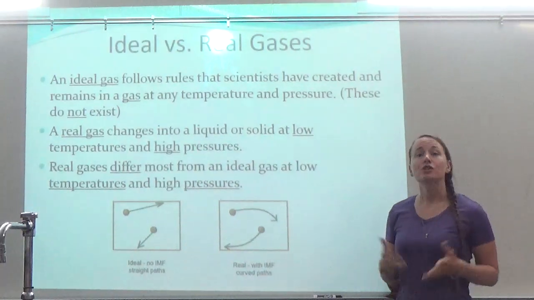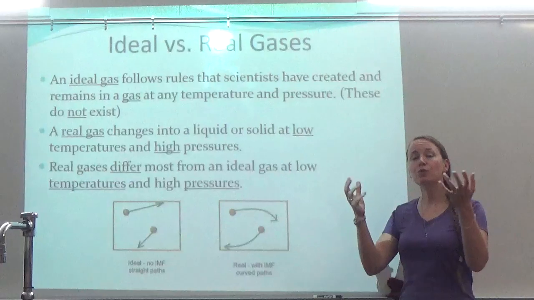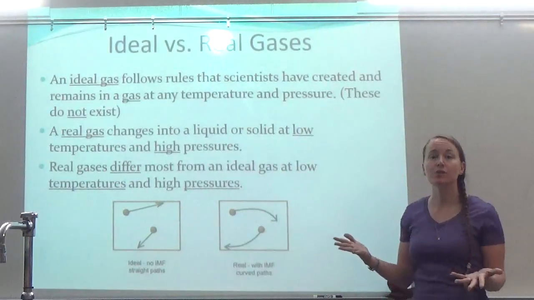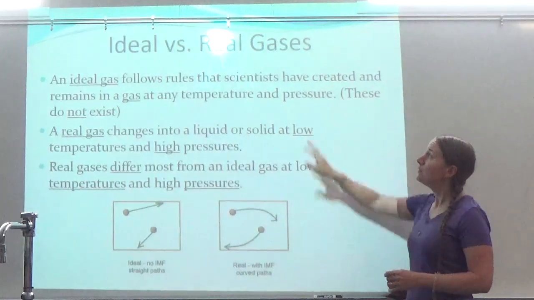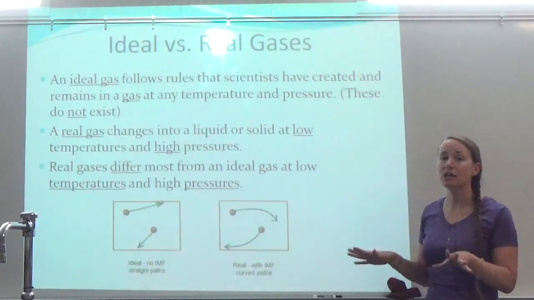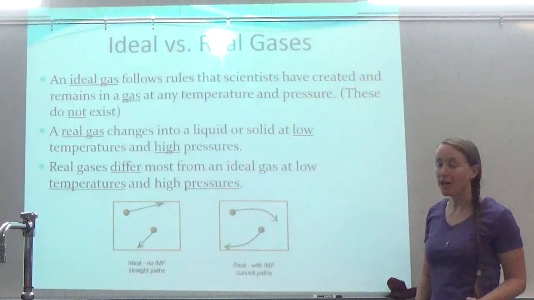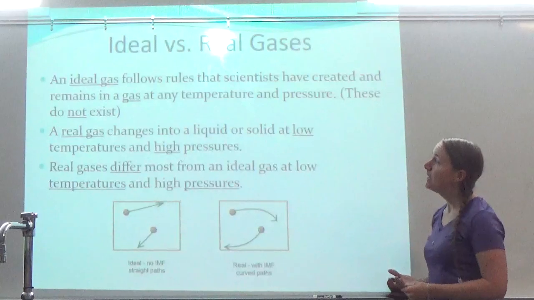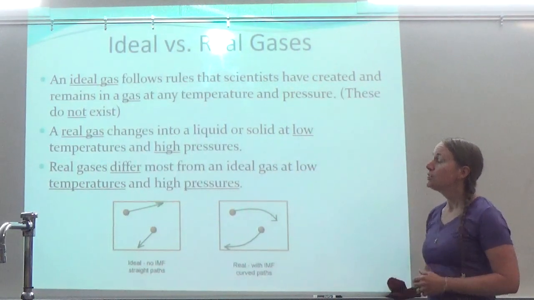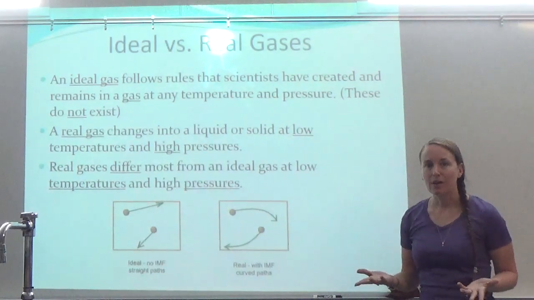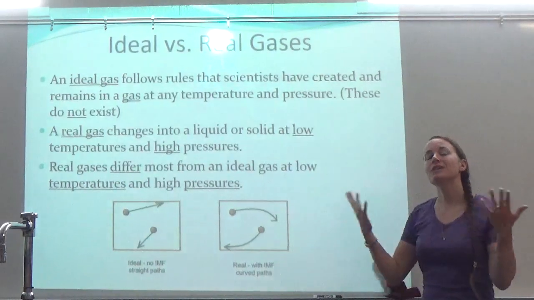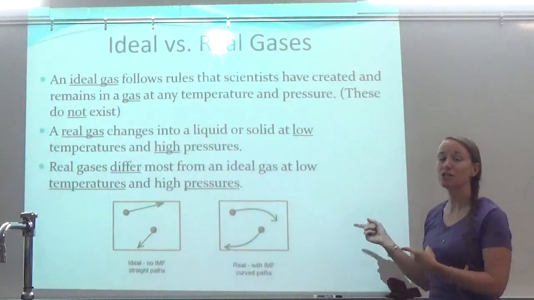These do not exist. In reality, if I have a gas and I cool the temperature down enough or apply enough pressure, I can turn it into a liquid or a solid. But when we're talking about an ideal gas, we assume it never changes state because then that would make our calculations not work correctly. A real gas changes to a liquid or solid at low temperatures and high pressures. So why do we use ideal gas law if it's not the real answer? Well, at certain temperatures and pressures, it's close enough to the real answer, and the calculations are very easy.